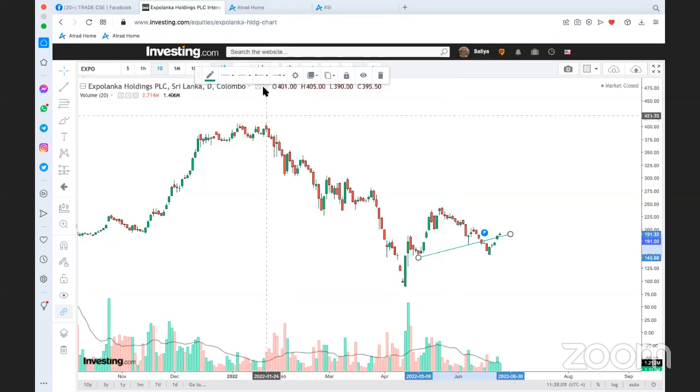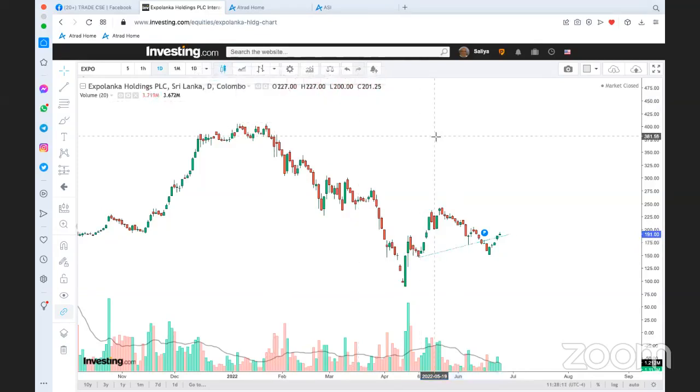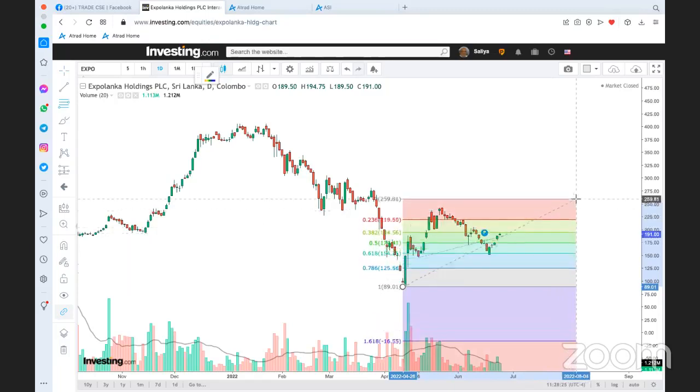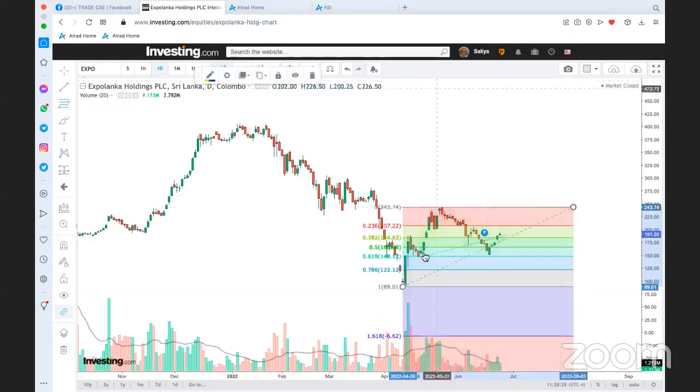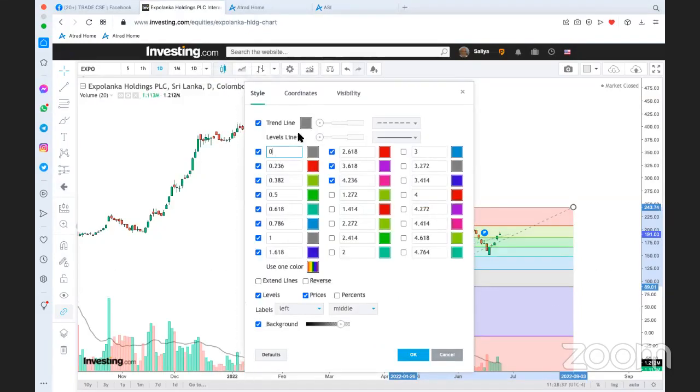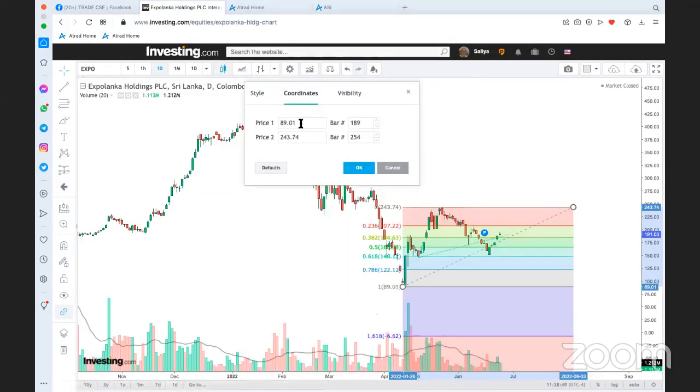So you can keep it like that. And we will be using, just like the ASI, this lower low and this higher high, and draw the retracement lines like this. You can be precise. Low is 90. Here it's 243.25, right? 90 and 243.25.